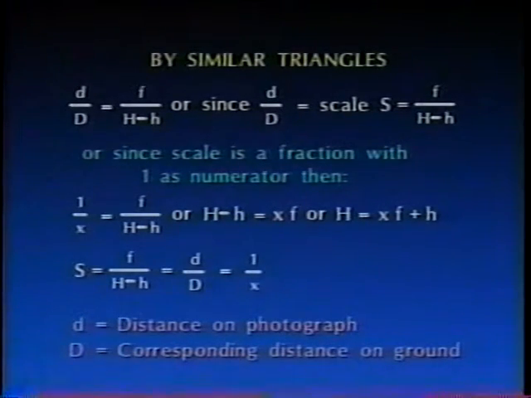Frequently, we know the scale and need to solve for the flying height above sea level, H. Therefore, we can convert the basic scale formula, as in the middle equation in the graphic, to 1 over X equals F over H minus small h, with X representing the scale denominator, with 1 as the numerator, and solve for H. Cross-multiplying, we have H minus small h equals X times F. Solving for H, we have H equals X times F plus small h.